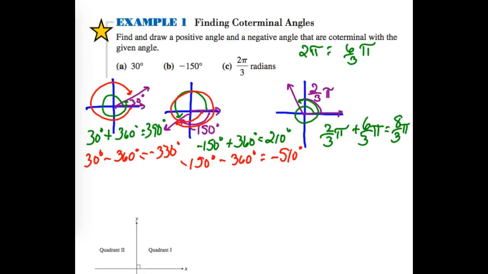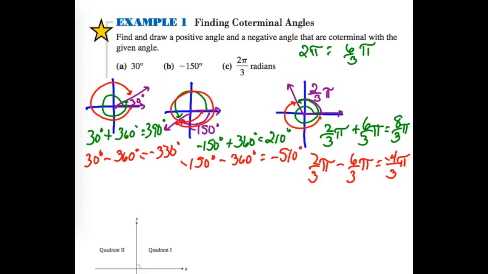Okay, for the negative one, I have 2/3 pi. I'm going to subtract 6/3 pi, which puts me in the whole 4/3 pi. So then I have to go in a negative direction. Here's 3/3 plus an extra third puts me at negative 4/3.